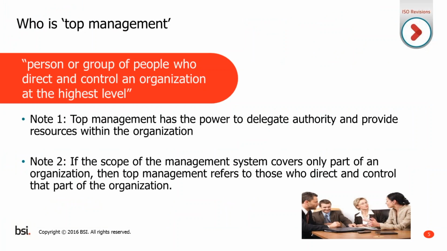Okay, so top management is the person or group of people who direct and control an organization at the highest level. So they would have the power to delegate authority and provide resources within the organization. Now, in a large organization, if the scope of your management system doesn't cover the entire organization, then top management would refer to those people who direct and control that part of the organization. That can often be the case in a very large organization. The scope may not cover the entire organization.